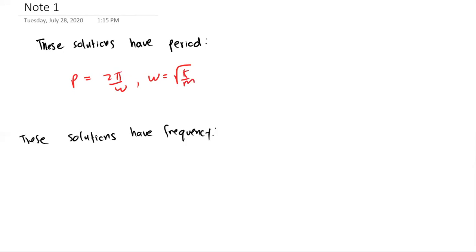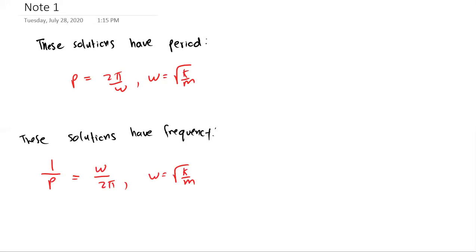So that's where we get that 2 pi over w, and that's where we get that as k becomes larger, the period becomes smaller. So the distance between any two peaks or any two valleys becomes smaller. Now we also have a frequency. Frequency is given by 1 over p, which in this case is just w over 2 pi. Again, w is always the square root of k over m.